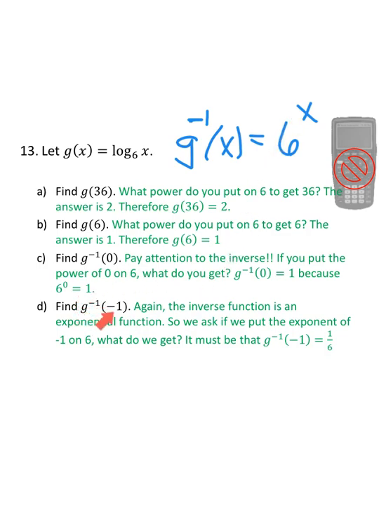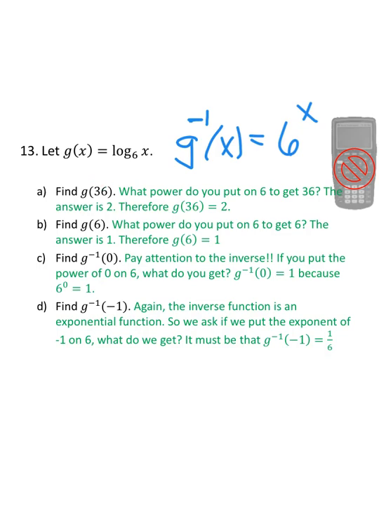g inverse of negative 1. Again, the inverse is an exponential function. So I'm going to put a negative 1 as an exponent on 6. 6 to the negative 1 is 1/6. Write it down. Ask yourselves. Remember, a log is just a power.